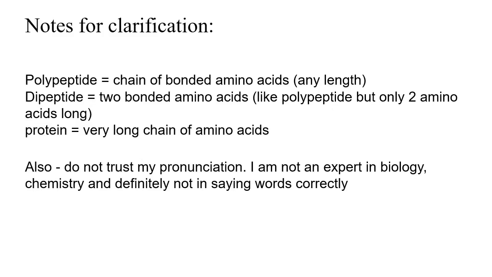To clarify, a polypeptide is a chain of bonded amino acids of any length, whilst a dipeptide is specifically 2 amino acids long, and a protein is a very long chain of amino acids. Sometimes I will refer to the product as a dipeptide and sometimes as a polypeptide. It is technically both, as a dipeptide is just a short polypeptide, but just to clarify, I will mix and match using them. They mean the same thing in this instance.